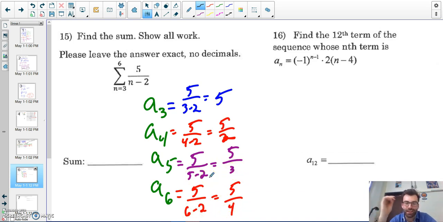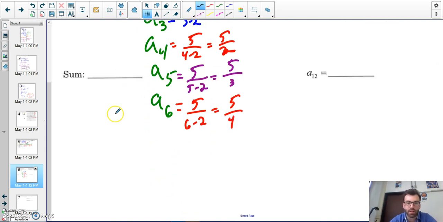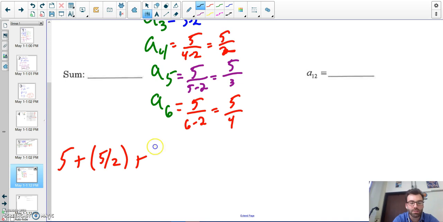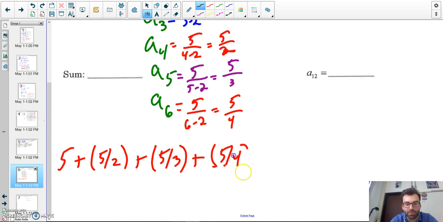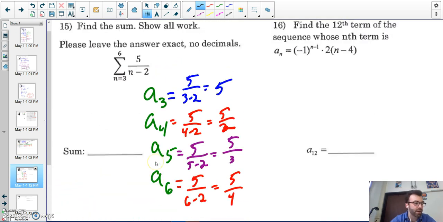All right, so now when I add these numbers together, I want to be careful in my calculator that when I'm doing the sum, I want to do it like 5 plus parentheses 5 divided by 2 plus parentheses 5 divided by 3 plus dot dot dot. Okay, 5 divided by 4. Why wouldn't I just do the last one? I don't know. 5 divided by 4. All right, and then press enter. Be careful. Make sure you put those parentheses around your fractions.